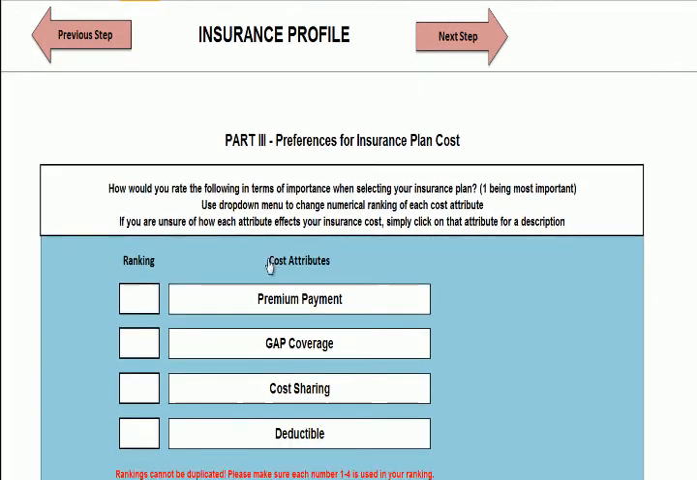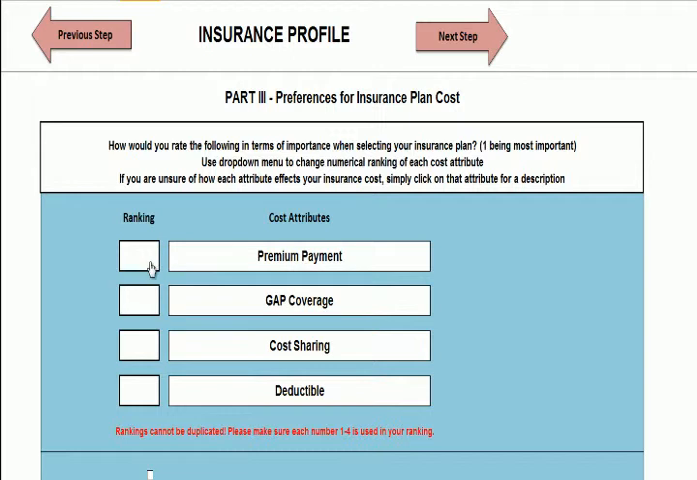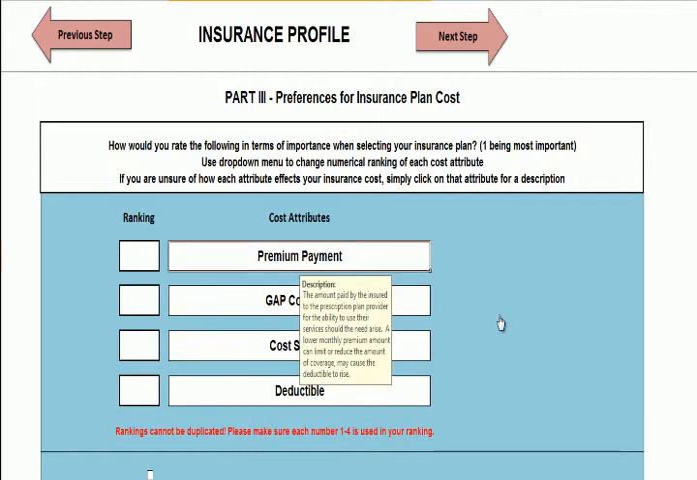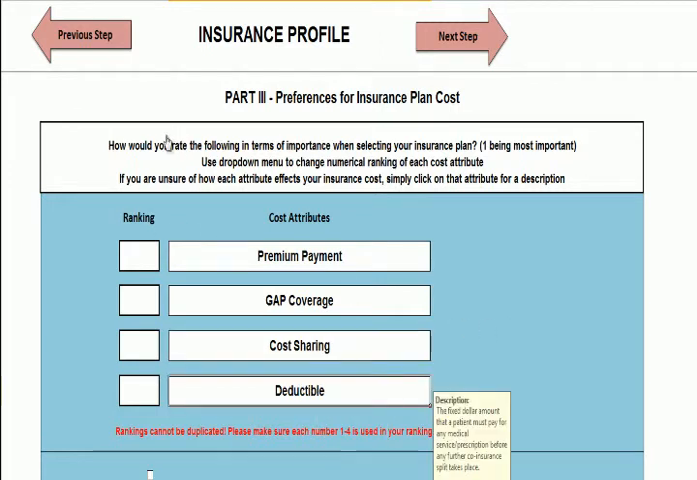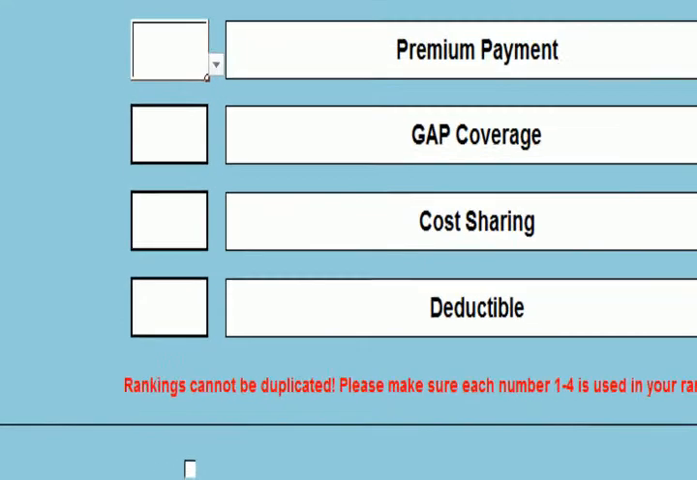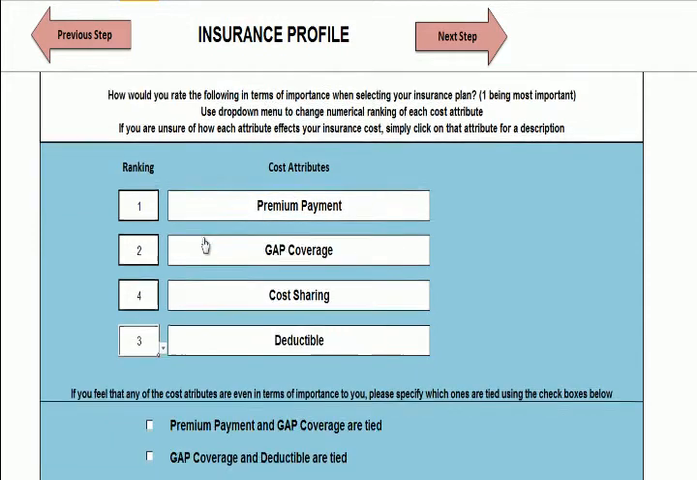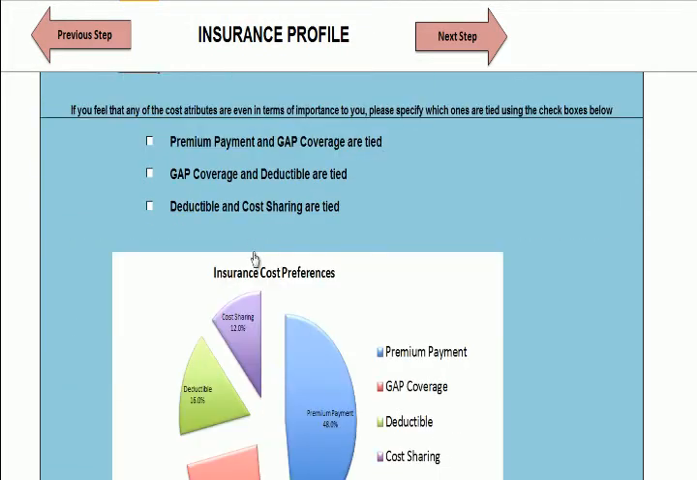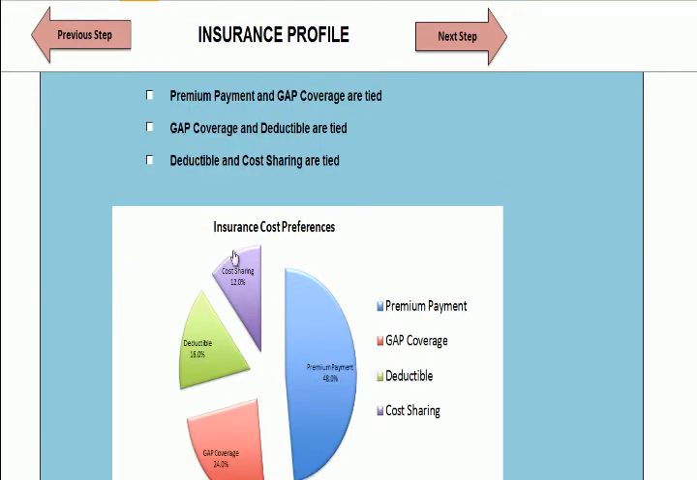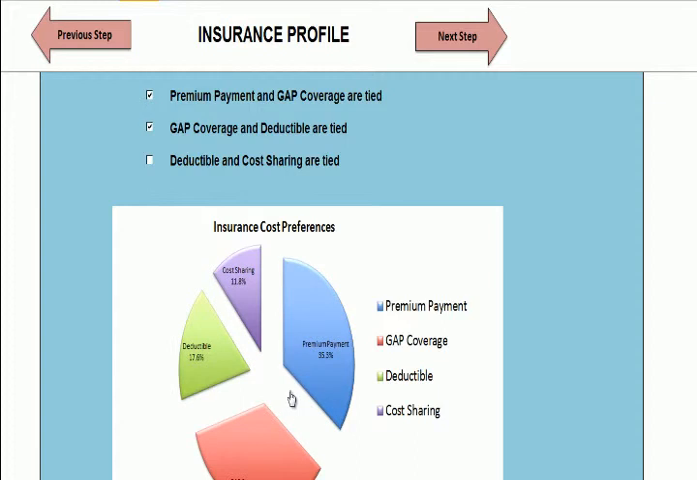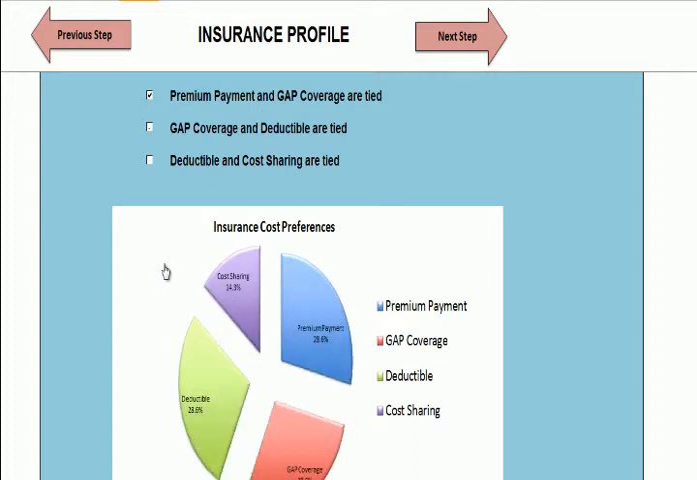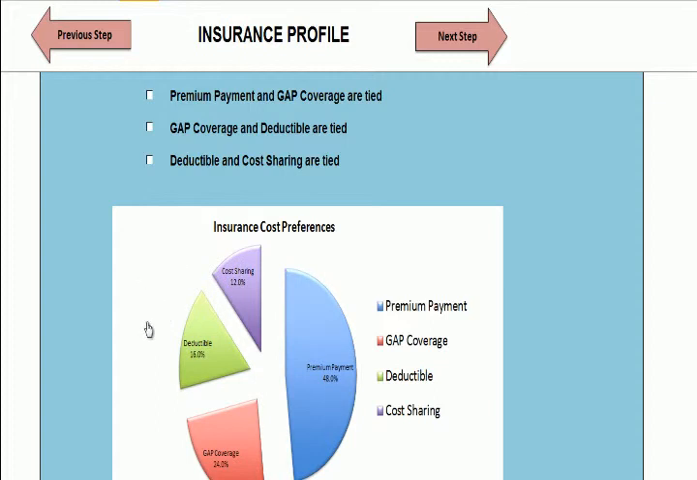And moving on, we break down plan cost into four more attributes, which are premium payment, gap coverage, cost sharing, and deductible. If the patient has any questions on the definition of these terms, they can simply click on the word and a more detailed description will appear. So once again, they rank in terms of importance to them. We'll say premium payment is first, gap coverage is second, cost sharing is fourth, and deductible is third most important. Once they've done this, they can scroll down once again and see the breakdown of the weights we've assigned based on their rankings and specify whether or not any of these attributes are actually tied in terms of importance to them. Once again, for the sake of this example, we will not have any ties.